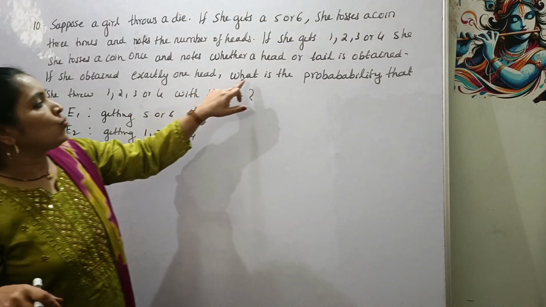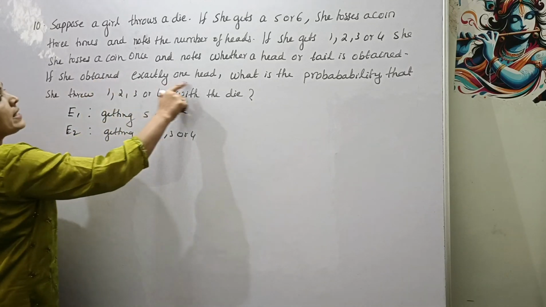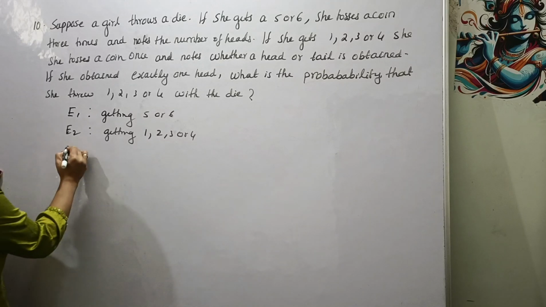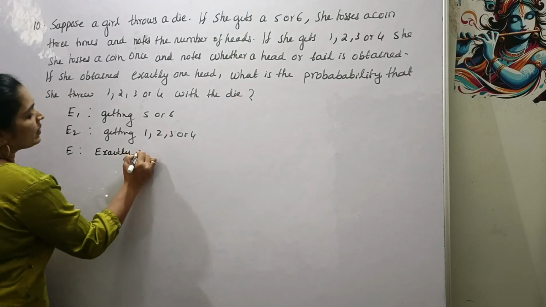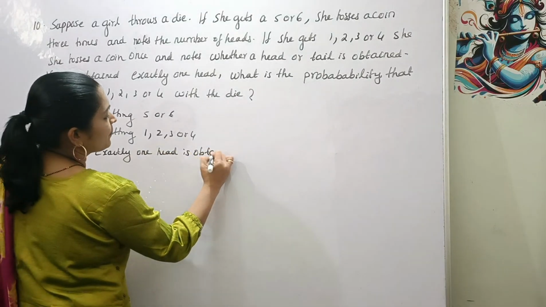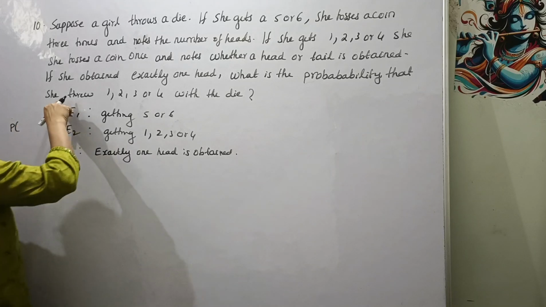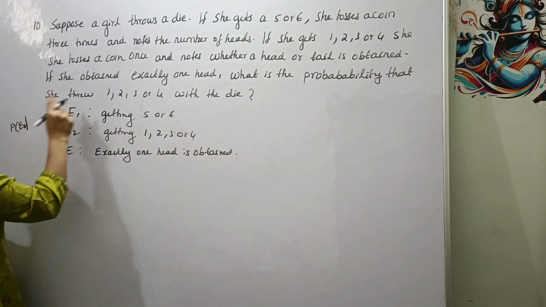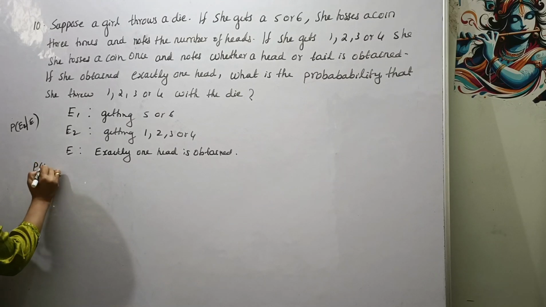Now, what we have to find? What is the probability that she threw 1, 2, 3 or 4 with the die, given that exactly one head is obtained? So here, let E be the event of getting exactly one head. Now what we have to find? The probability that she threw 1, 2, 3 or 4 with the die, that is probability of E2 given E.